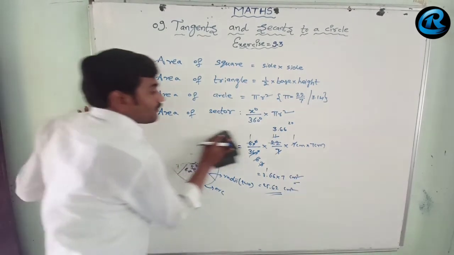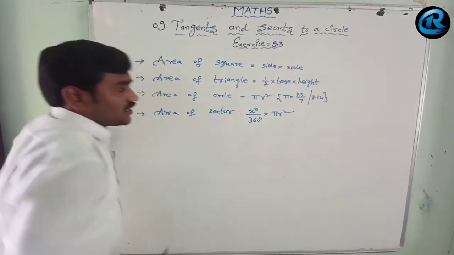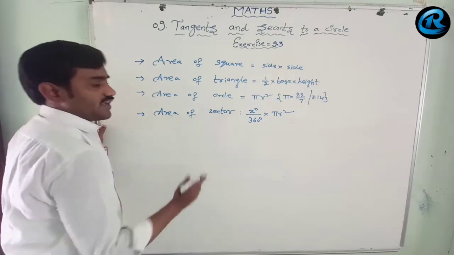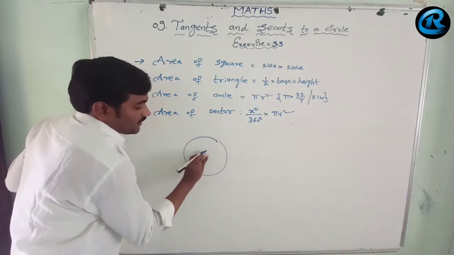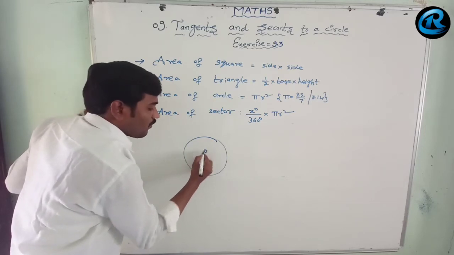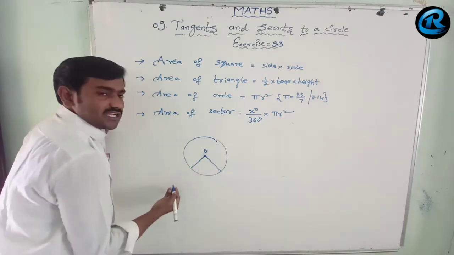So now there will be some formulas to do this exercise. Before this exercise, you should do the problems based on area of a sector. Suppose now it is a circle with a center point O and two radii and this arc, so the area of a sector is formed.